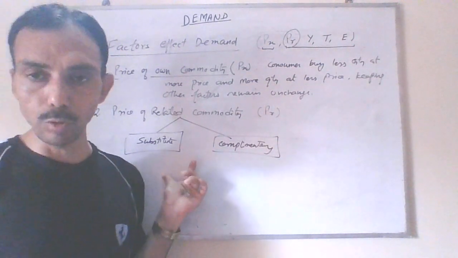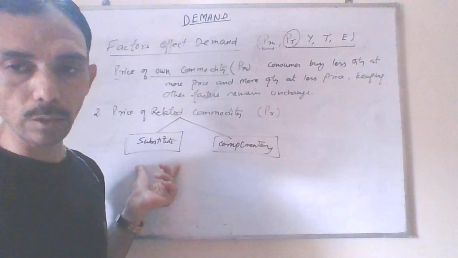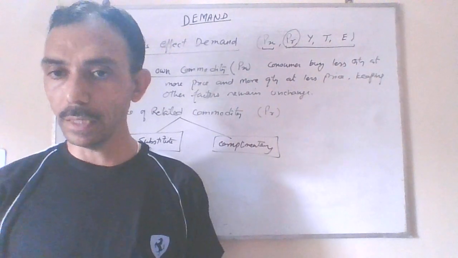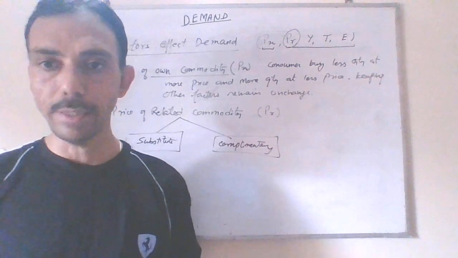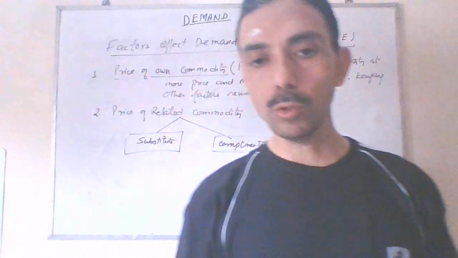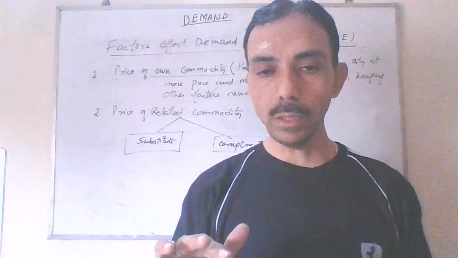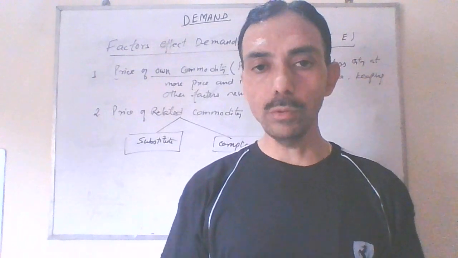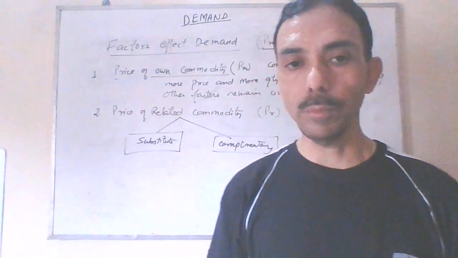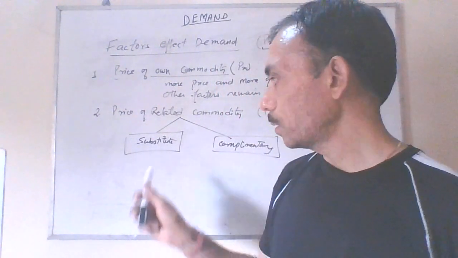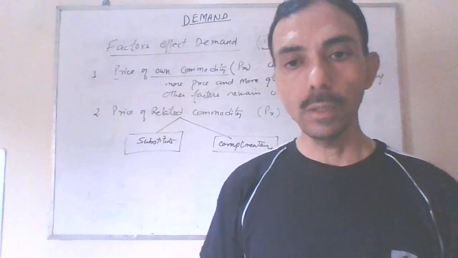Substitute goods are those goods which can substitute each other, or we can say those goods which can be used in place of another good. For example, tea and coffee, orange juice and lime juice, Pepsi and Coke. We can use Pepsi in place of Coke, coffee in place of tea, or orange juice in place of lime juice. It means these goods are substitute goods.